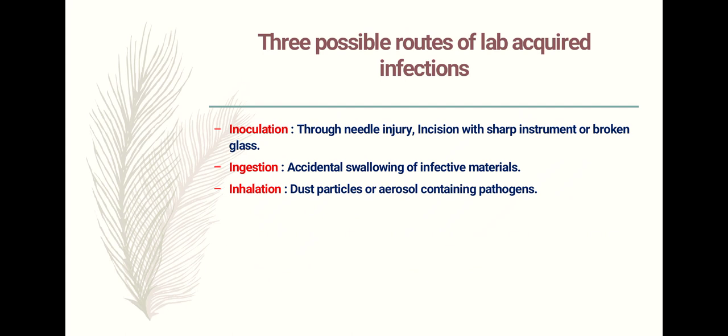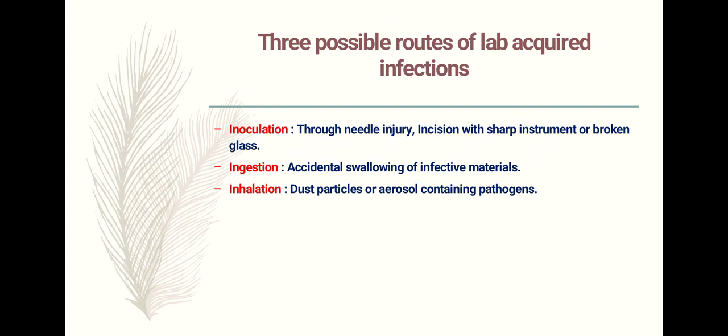Now we'll see the three possible routes of lab-acquired infection. The first and foremost is inoculation, direct inoculation into the host, that is through needle injury, incision, or a cut with a sharp instrument or broken glass.